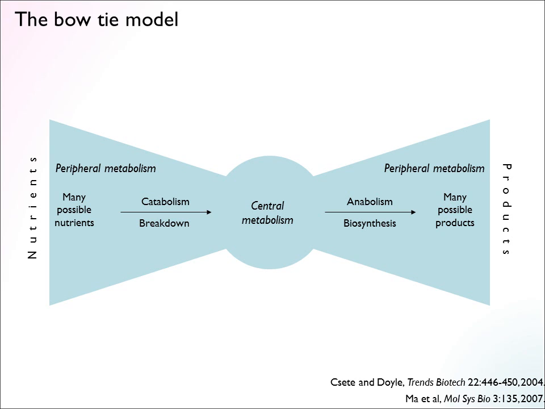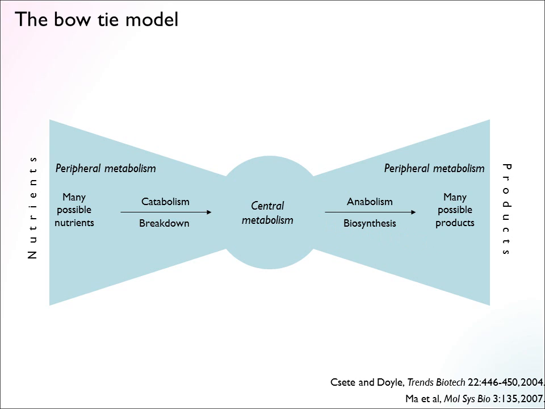And here you have a small number of compounds that you have to deal with. So you can interconvert this in various ways, but you don't need that many enzymes to do it. And getting from here to here is breakdown of things, catabolism. So you have to break larger things into pieces and make smaller metabolites. And then on the other side, it's the other way around.